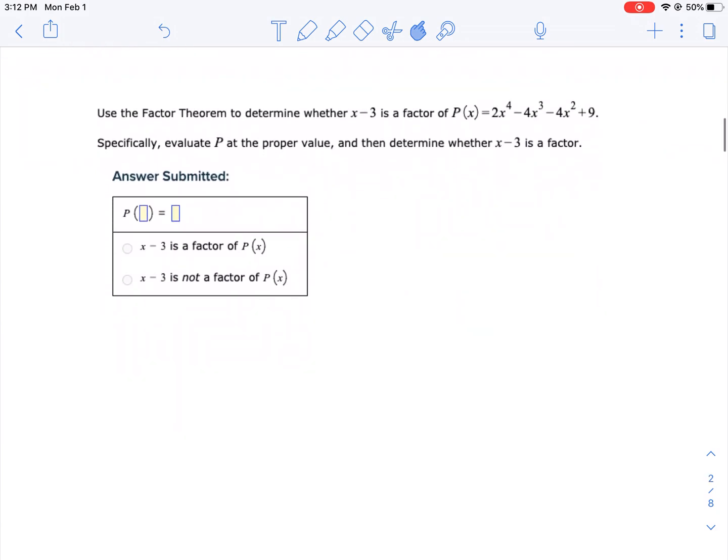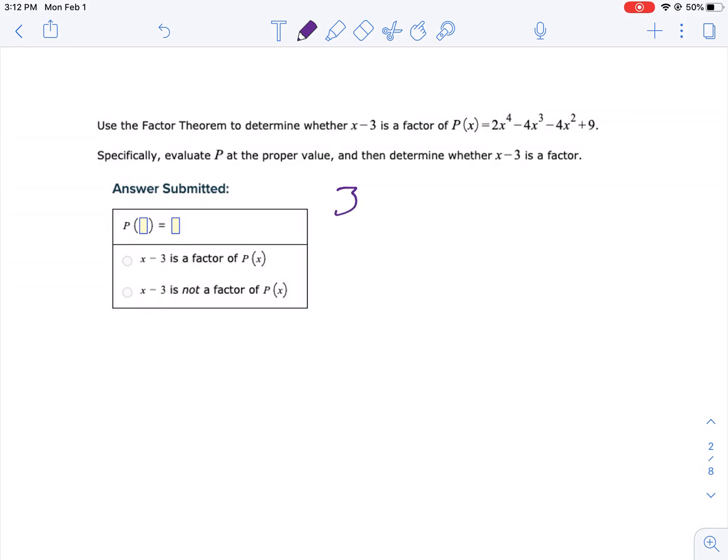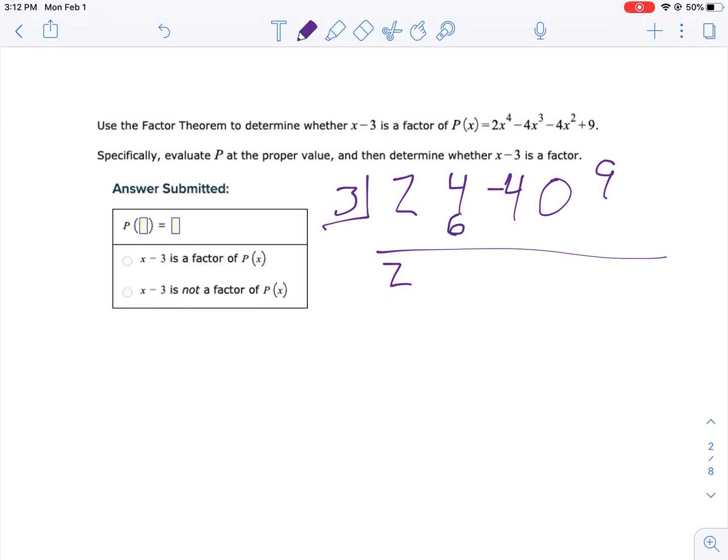If we take a look at this problem, we want to use the factor theorem. So in other words, you use synthetic division. I want to know, is x minus 3 a factor? And then find the remainder. So let's do this. Let's find it when x is 3. So we have 2x to the 4th, positive 4x cubed, negative 4x squared. Notice we don't have an x term, so I'll say 0x, and a positive 9. So bring down the 2, times 3 is 6, plus 4 is 10, which is 30, which gives me negative 26. Ooh, this is kind of ugly, isn't it?